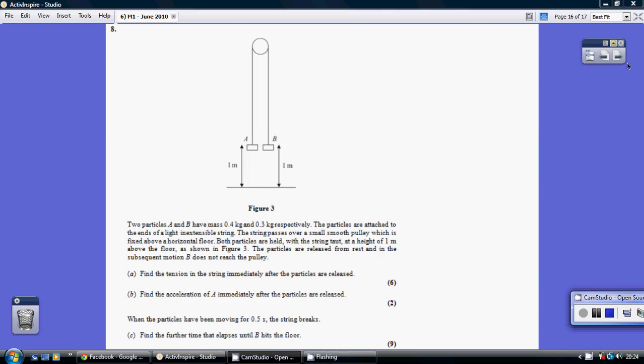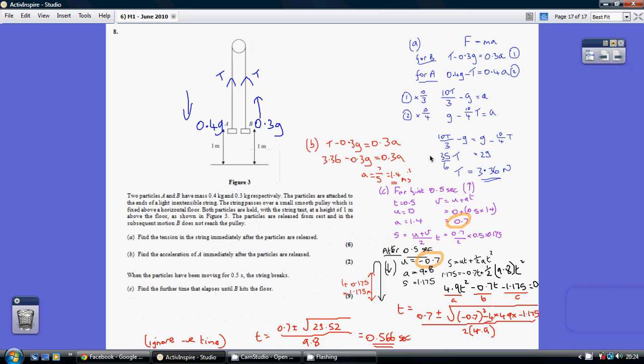Question 8. So just set up your diagram. We obviously have the two tensions going upwards meeting at the pulley. We have a weight here of 0.3 G and a weight here of 0.4 G. And obviously it's moving, so we're going to use Newton's second law, that F equals ma.